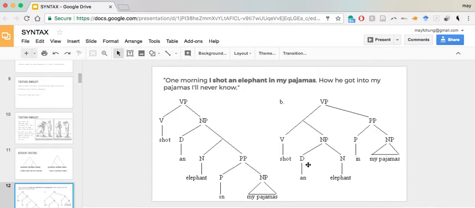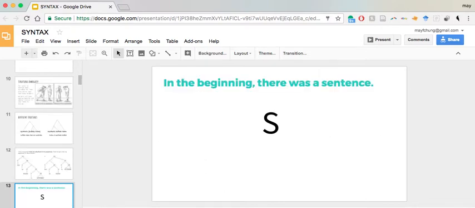So you probably noticed that in A, in my pajamas, the prepositional phrase is underneath the noun phrase. So this sentence effectively means that the elephant is literally in his pajamas, right? Whereas in this sentence, the prepositional phrase is underneath the verb phrase. So in my pajamas describes not the elephant, it describes how he shot him. Okay, so even though it's the same surface structure, the same words, the same description, it has two very different meanings, and we can portray that using our syntax trees.